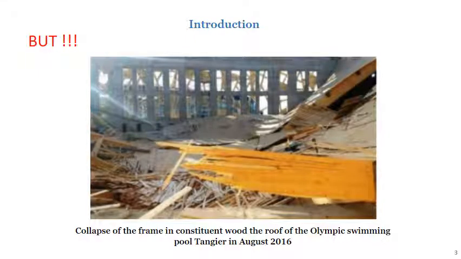But these constructions can be subject to collapse, as in the case of the Olympic swimming pool in Tangiers in 2016, and this is mainly due to the lack of knowledge of the behavior of a wooden structure subjected to external stresses that cause breaks by one of the known modes: Mode 1, Mode 2, Mode 3 or Mode 1+2. Mode 1 has been widely studied until a standard test to determine the parameters G1C and K1C was carried out. Mode 2 is still subject to research.